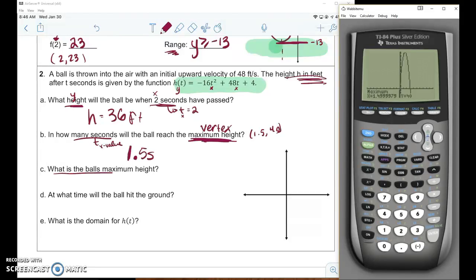What is the ball's maximum height? So we are looking here for a height. This is the y value of the vertex, which was 40 feet.